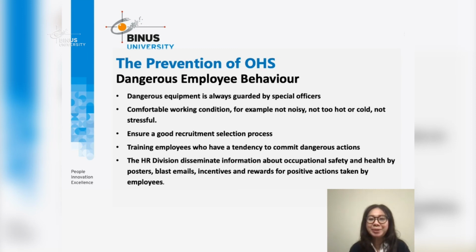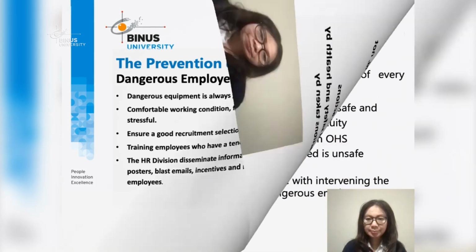Apart from this, the company must ensure a good recruitment selection process. The company must be able to identify habits that may lead to injury or accident. Another thing is training employees who have tendency to commit dangerous action. The HR division must also always disseminate information about occupational health and safety by making posters, blast email, incentive, and reward for positive action taken by employees.